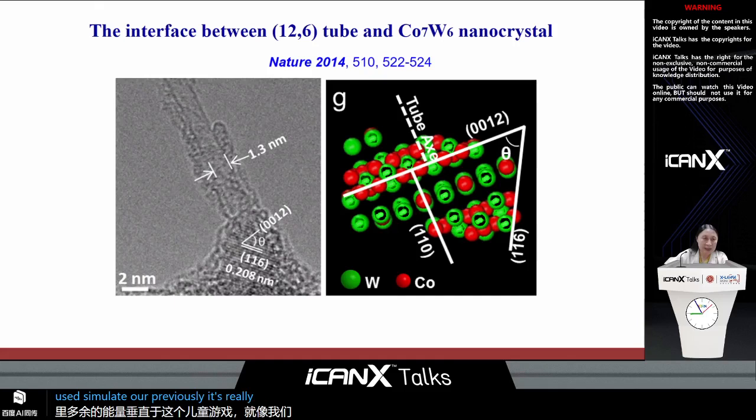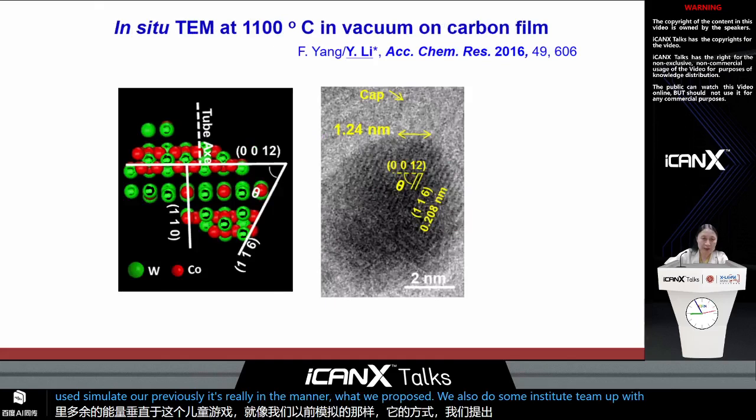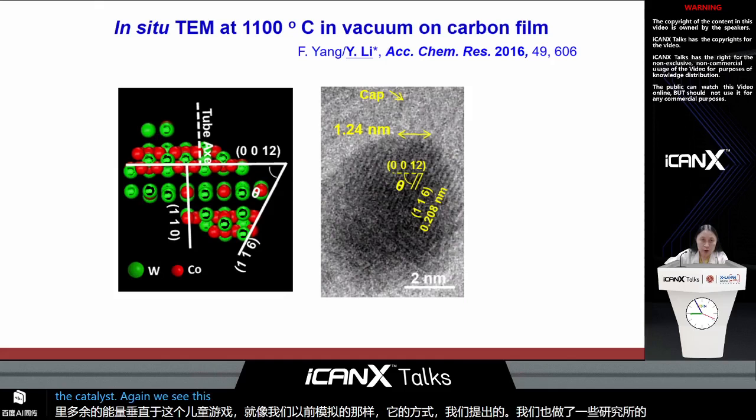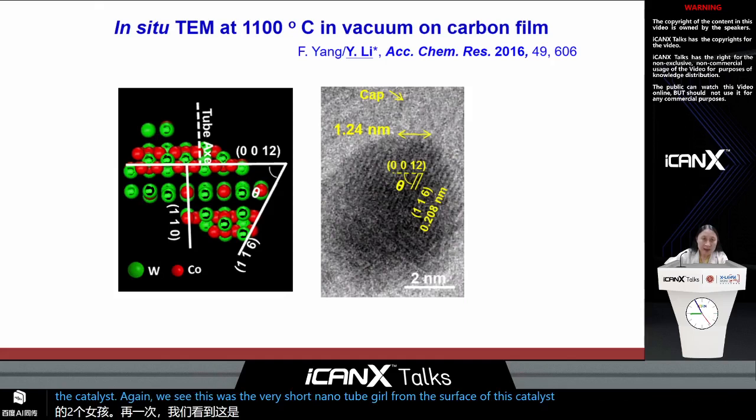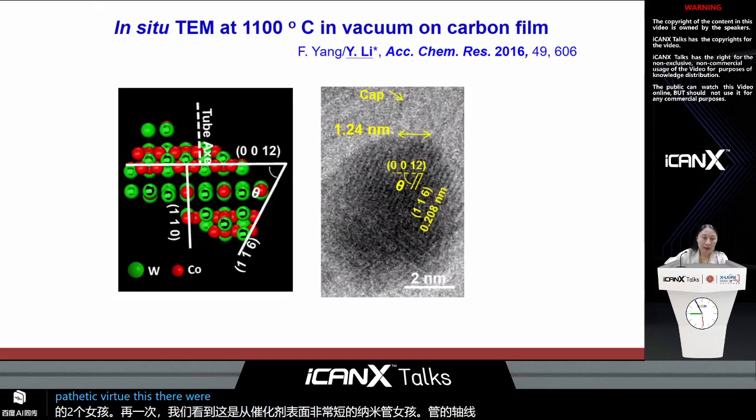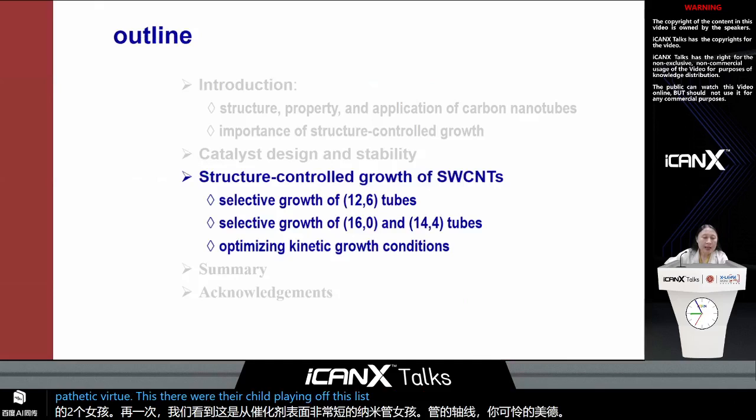We also did some in situ TEM observation to see the nanotube grow from the catalyst. Again, we see this very short nanotube grow from the surface of this catalyst, and the axis of this tube is again perpendicular to this (0,0,12) plane of this catalyst. It seems it works very well for the (12,6) tubes.